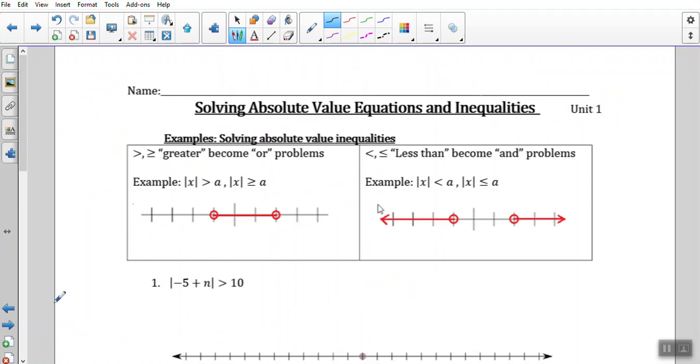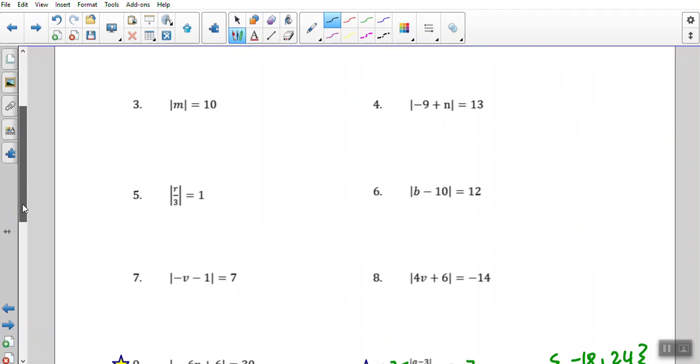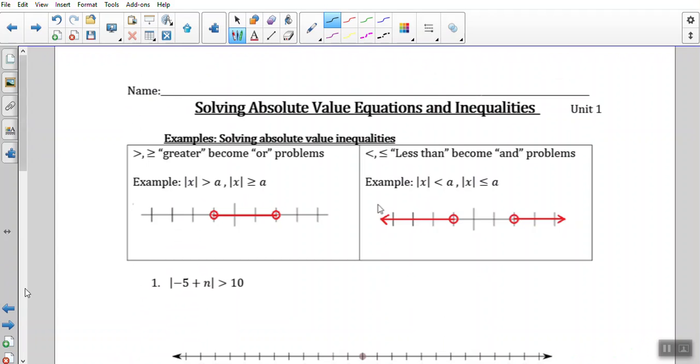Okay, so the next part of it is we need to solve absolute values that have an inequality symbol. Okay, so the previous examples had just equal signs. Now the next examples are going to have inequality symbols. So you might want to refer to the lesson on compound inequalities, where we talk about the OR problem and the AND problem.